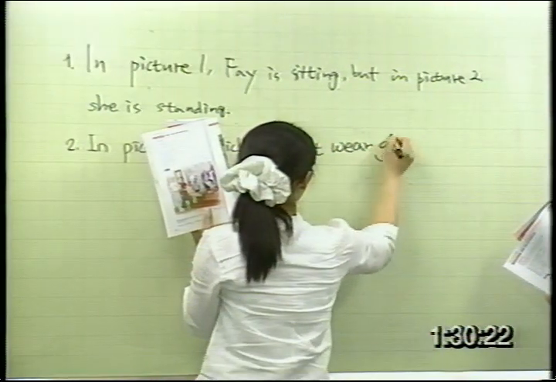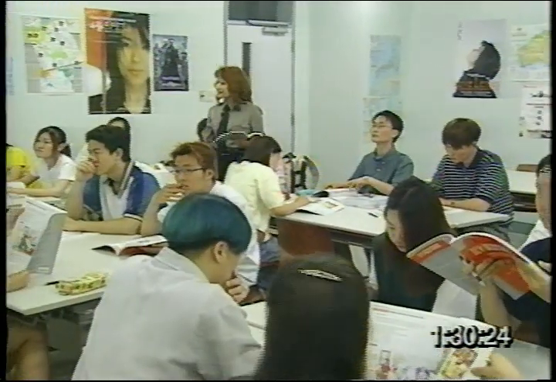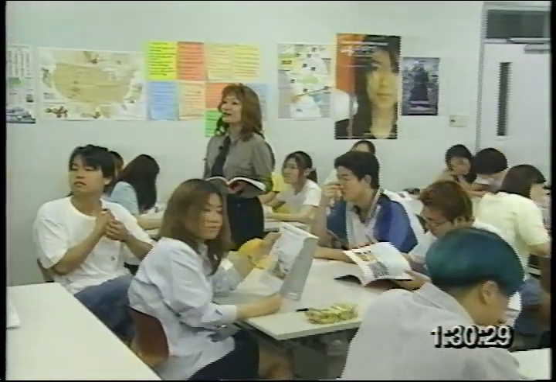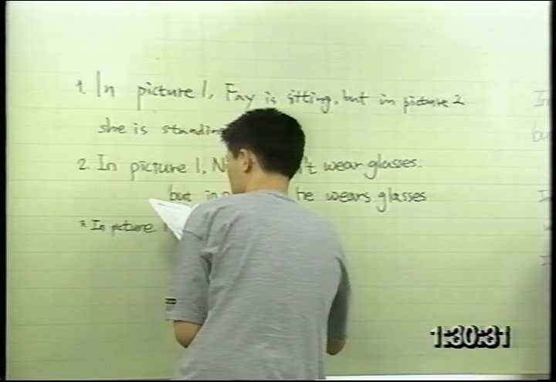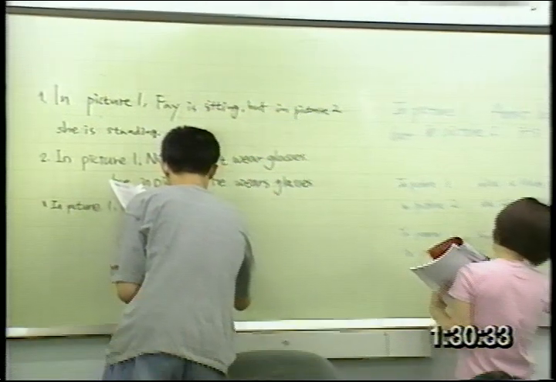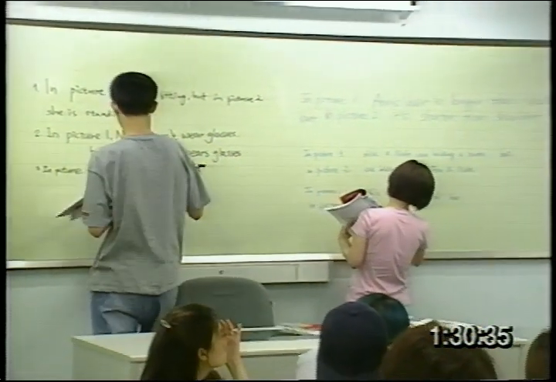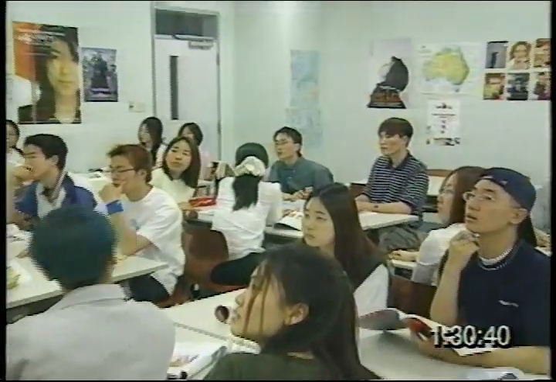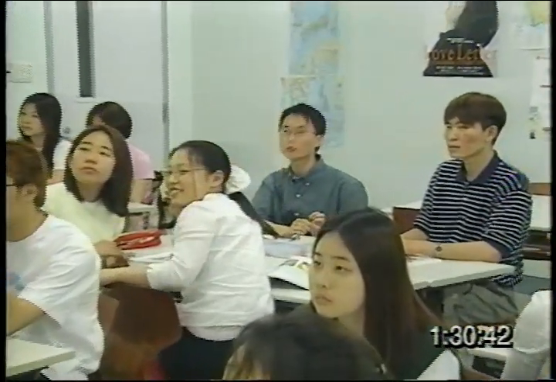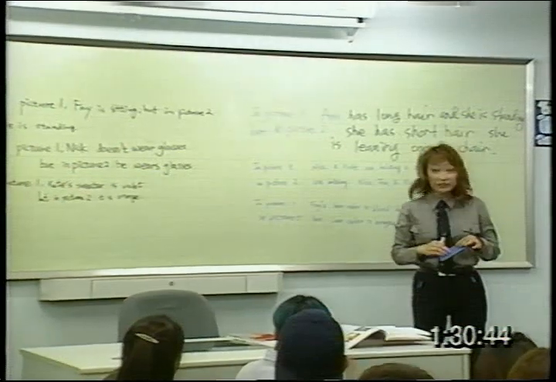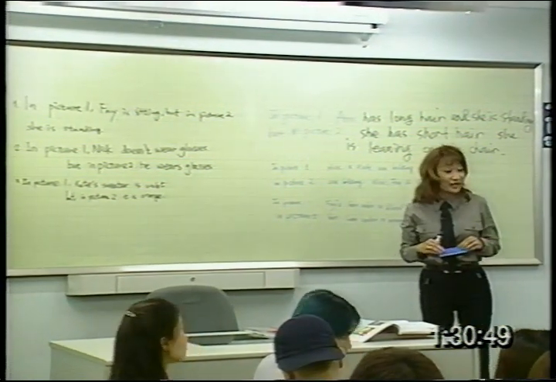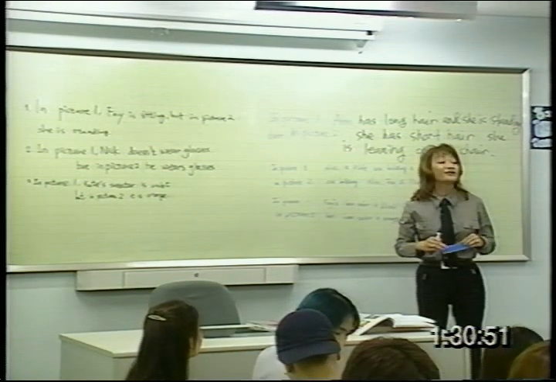Picture one. Try to check if their answers are correct. All right? Do you agree with that answer there? Okay, Sunny, can you please? In picture 1, Faye is sitting, but in picture 2, she's standing. Okay, in picture 1, Faye is sitting, but in picture 2, she is standing. Is that correct? Correct. Okay, very good.